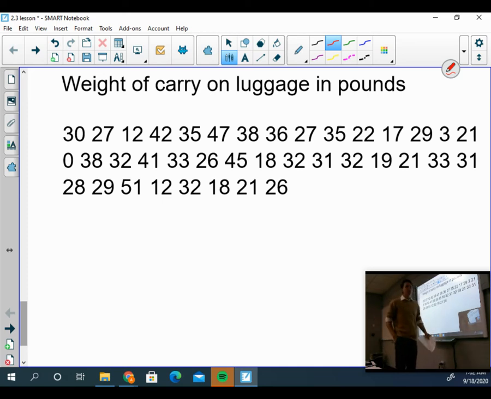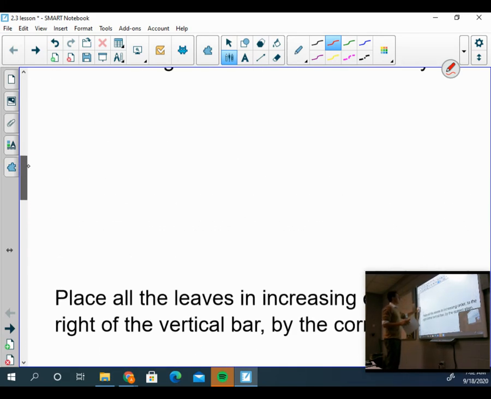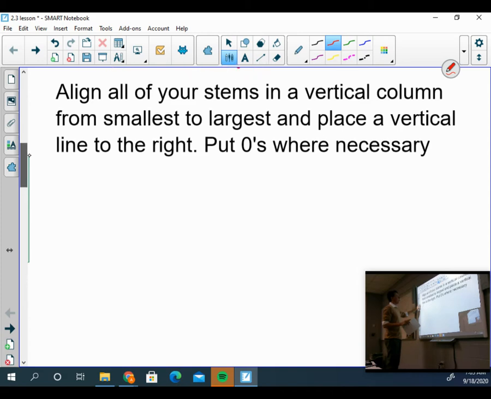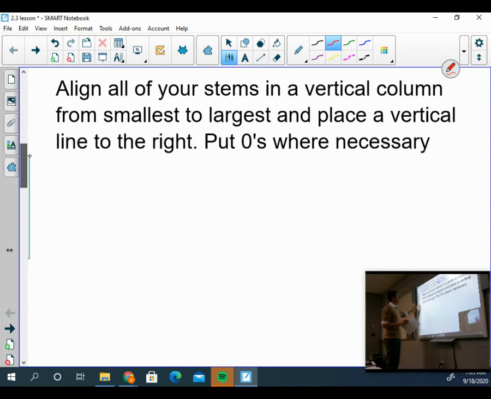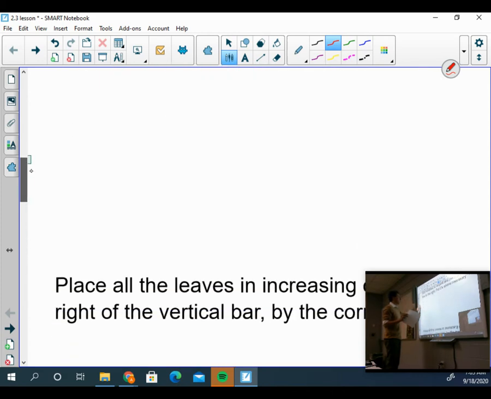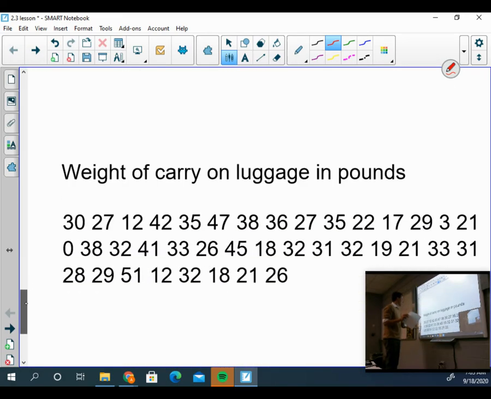So a stem and leaf plot would be a great way to look at this. The weight of carry-on luggage in pounds. So what are we doing? Well, again, our goal here is to align all of our stems in a vertical column, organized from smallest to largest, and put a vertical line down the right.